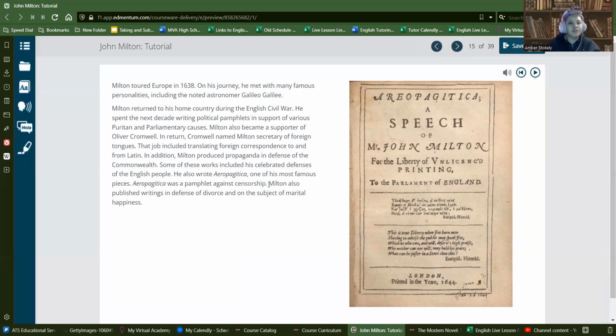It says he also published writings in defense of divorce and the subject of marital happiness. Now, this is kind of a throwback to the previous lesson. If some of you remember, the entire reason why the Church of England was formed was because Henry VIII wanted to be able to divorce one of his wives, and the Catholic Church wouldn't let him. So he basically said, that's fine, I'll form my own church where I can get divorced. This pamphlet was basically in defense of that specific practice and people being allowed to get divorced and why that should be allowed.